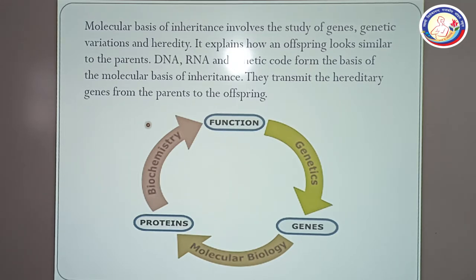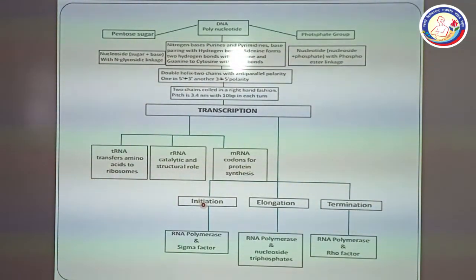So you can see a figure is given here. You can see genes. In molecular biology, a gene will form the protein and the protein will perform a specific function. So this cycle can be shown and explained here. An outline figure is given.